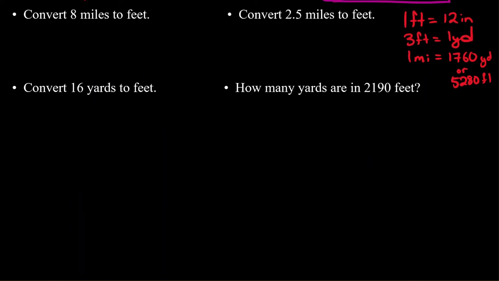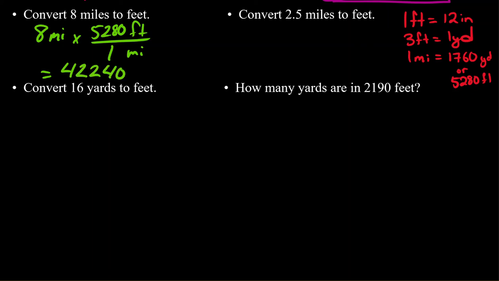We'll do a couple last examples. Convert 8 miles into feet. Okay, so we're going to start with 8 miles, and we want to turn it into feet. We want to get rid of miles, so we have to have some sort of a relationship between miles and feet. In 1 mile, there's 5,280 feet. So we'll go 5,280 times 8, and we end up getting 42,240 feet in 8 miles.